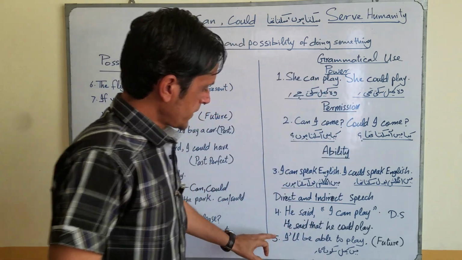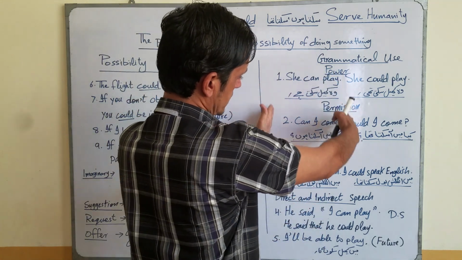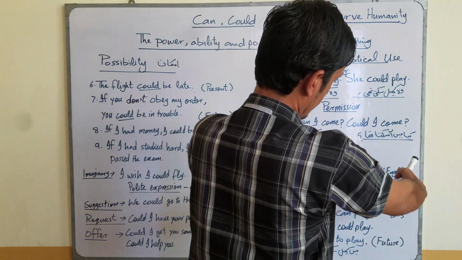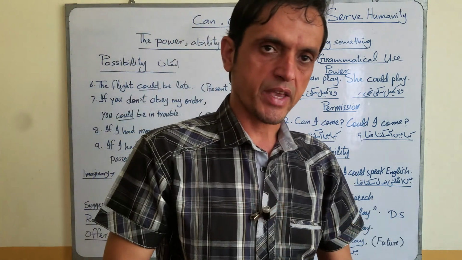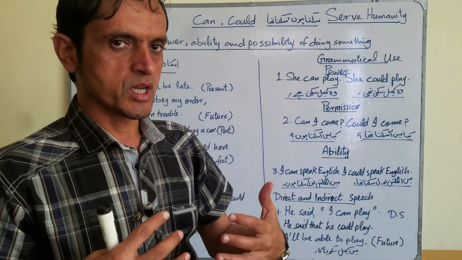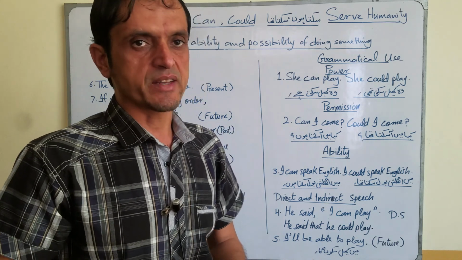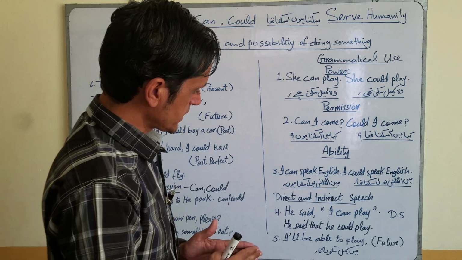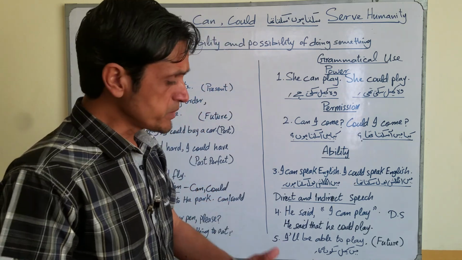Okay, now come to the sentences. We use can in these sentences for the present tense, and could in these sentences for the past tense. But if you want to make a sentence that shows future, in that case we cannot use can. For that purpose we have a setup, so we can use I'll be, will be or shall be.